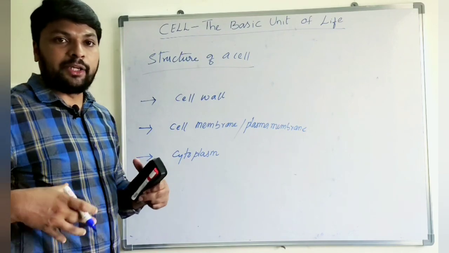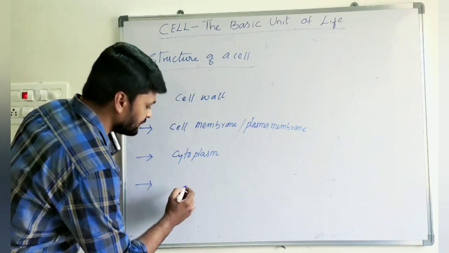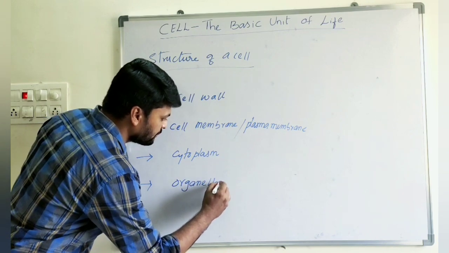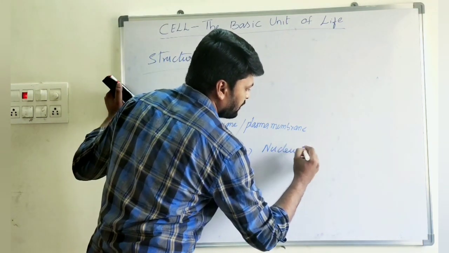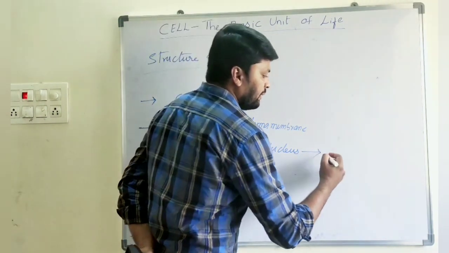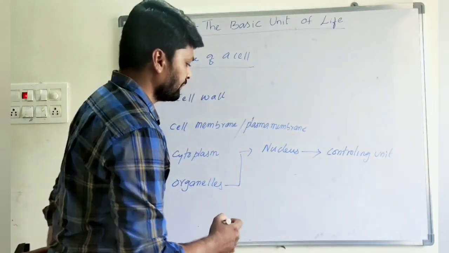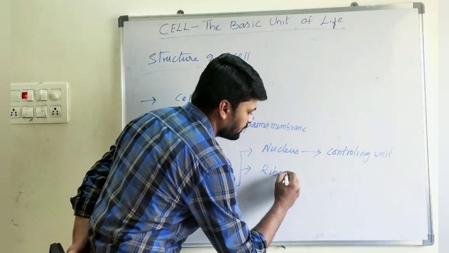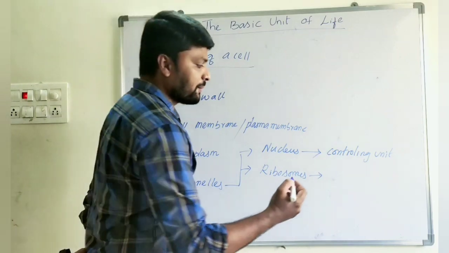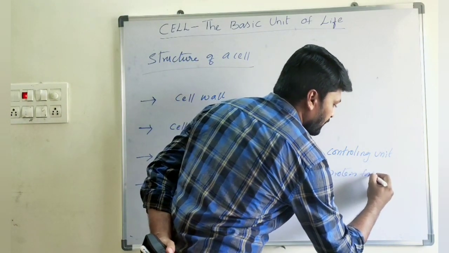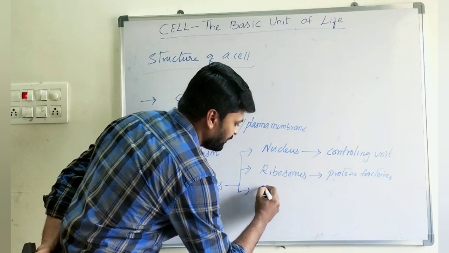As in our body we find a number of organs to perform various activities, in the same way, to perform different activities in a cell we find organelles. Organelles like the nucleus, which controls the activities of the whole cell. It's the controlling unit of a cell. Ribosomes are the protein factories of a cell. Then the endoplasmic reticulum.